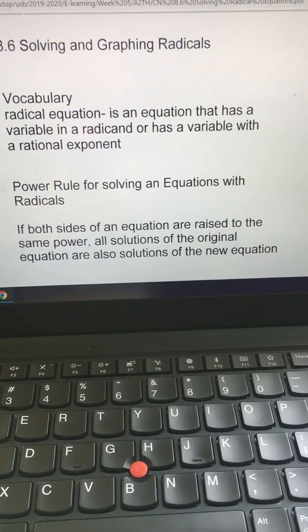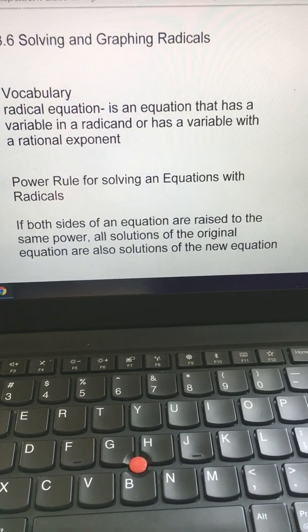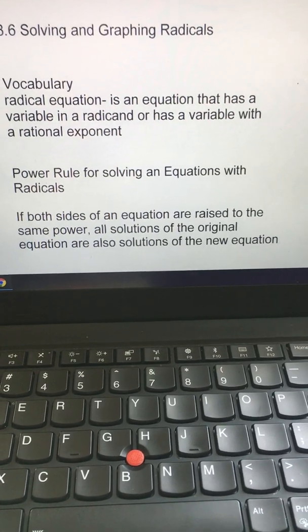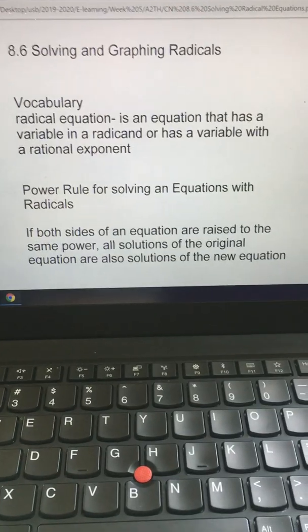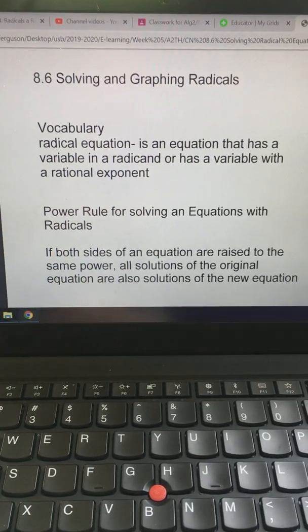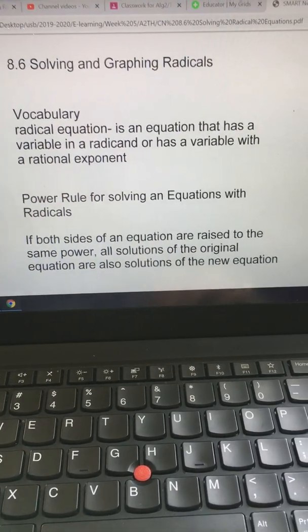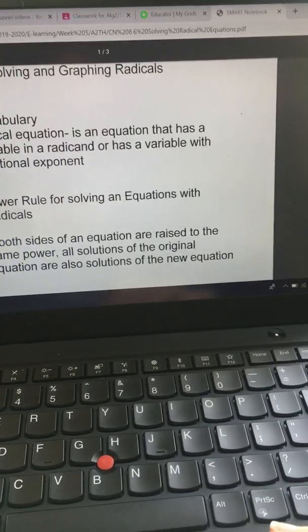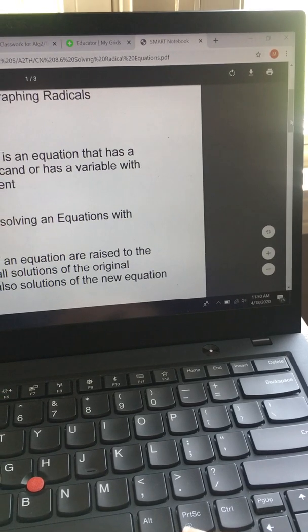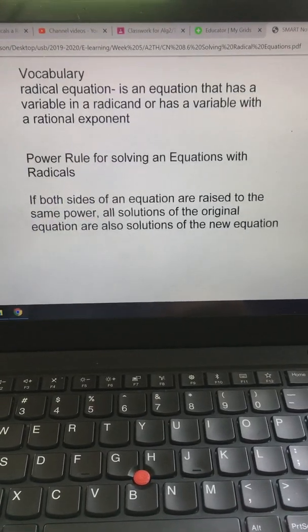And we have a power rule for solving these equations. It says if both sides of an equation are raised to the same power, all solutions of the original equation are also solutions of the new equation. So that's just saying once we isolate a root, we can take to the power on both sides of an equation. So any power that we want, squared, cube, fourth power, any power. All right, so that's the vocab that you should be writing down.